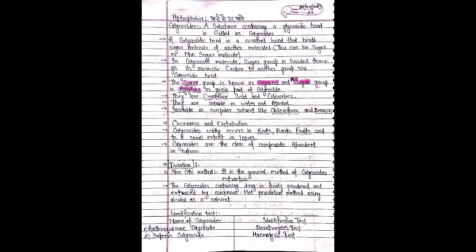Glycosides. A substance containing a glycosidic bond is called a glycoside. A glycosidic bond is a covalent bond that binds a sugar molecule to another molecule.